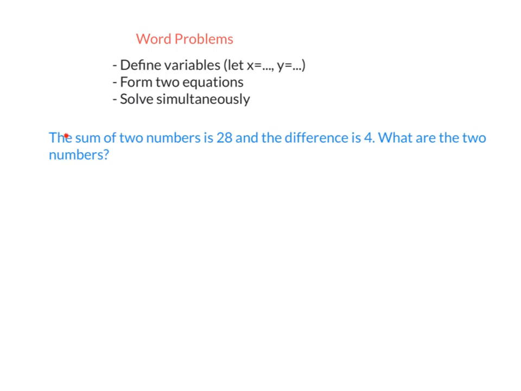So let's look at this question here. Sum of two numbers is 28, difference is 4. What are the two numbers? So what we have are two numbers, a larger and a smaller number. So I'm going to let x equal one of those. I'm just going to let x equal the larger number, and I'm going to let y equal the smaller number. So that's what I mean by defining your variables.